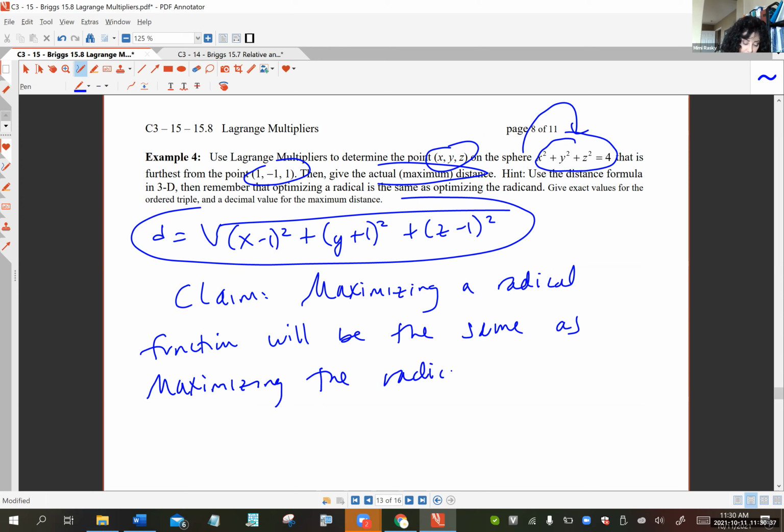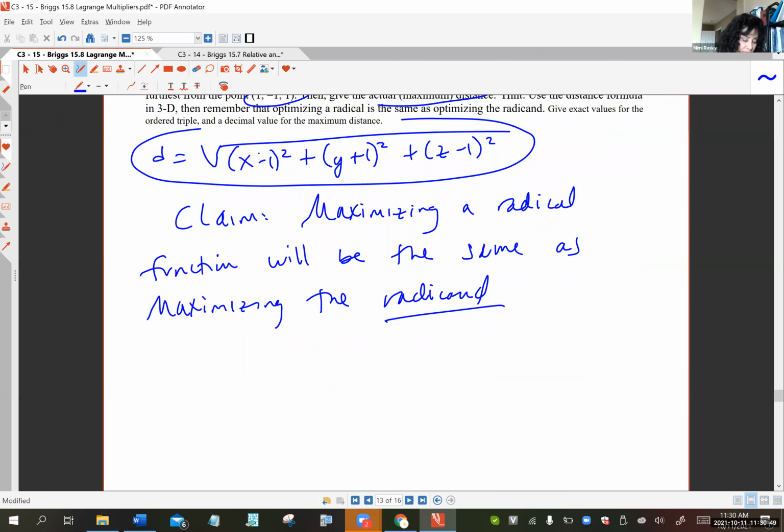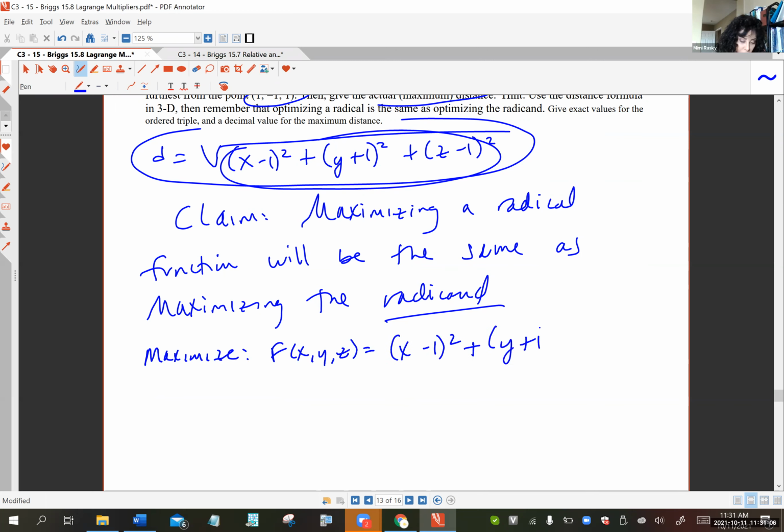So what are we saying? We're saying that we're going to throw off the radical. Now we'll bring it back into the conversation at the very end when we get the actual maximum distance. But I claim that the function that's underneath the radical, if we maximize that, of course we'll maximize the square root of it too. So we're going to maximize this big f(x, y, z), which is the stuff that's under the radical. And that way we won't have to worry about having to use the chain rule when we take our partials, okay? Now, what's the constraint?